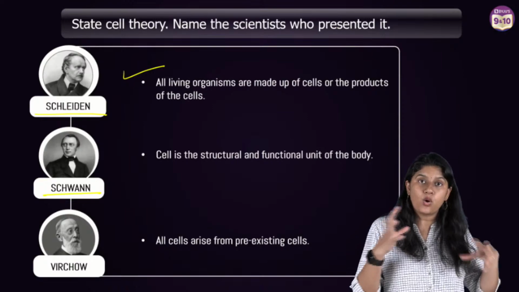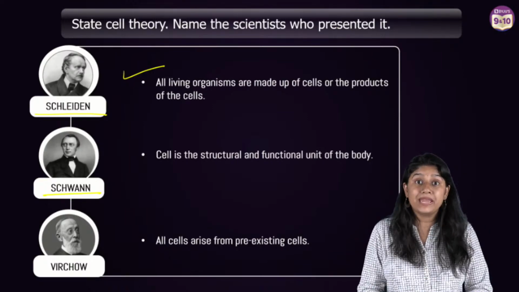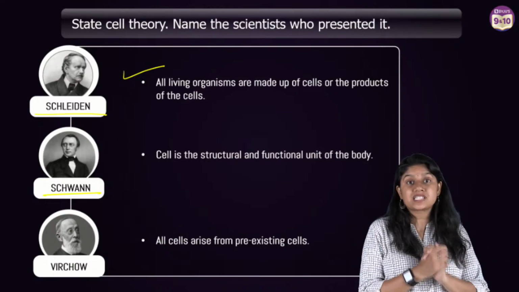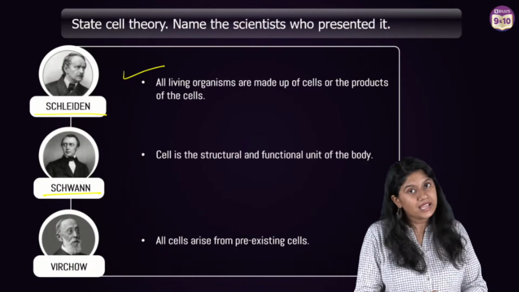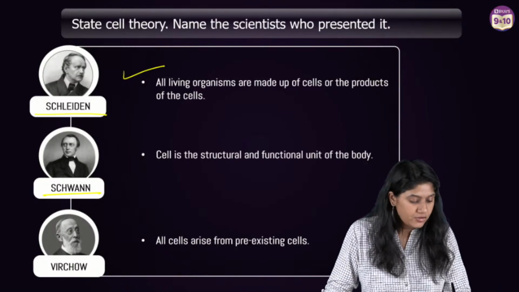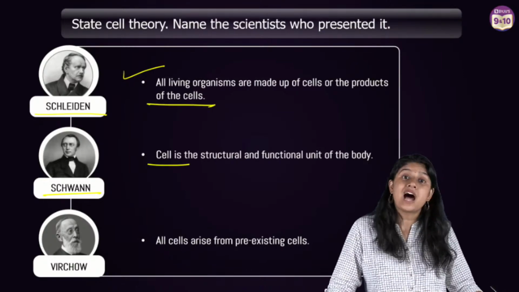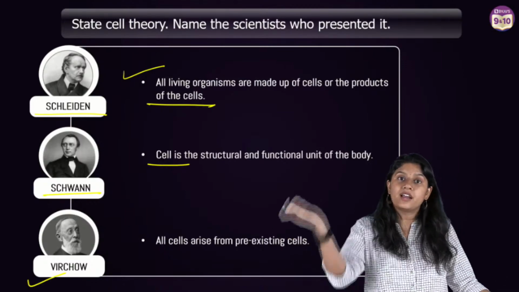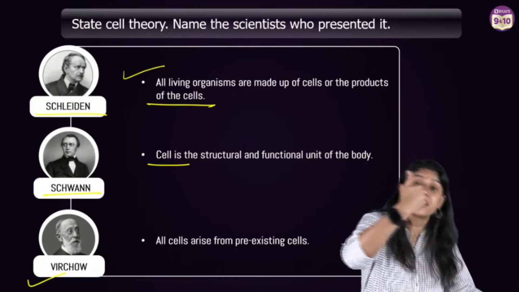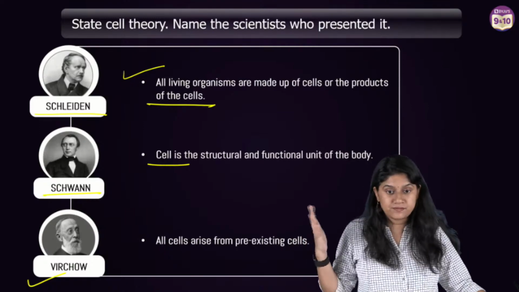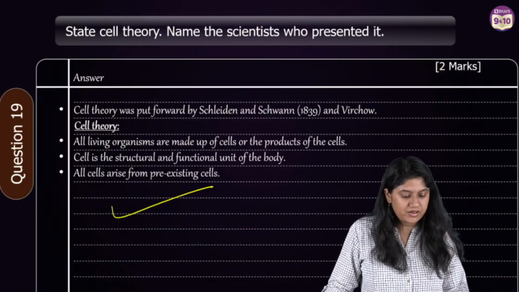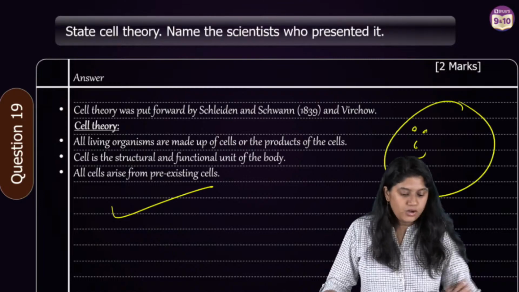They said that all the living organisms are made up of cells or the product of the cells. Second statement, that the cell is the structural and the functional unit of life, or of the body. This is super important. But after a few years, we have Rudolf Virchow. He added another postulate saying that all the cells arise from the pre-existing cells. Okay? Yes, that's the answer.